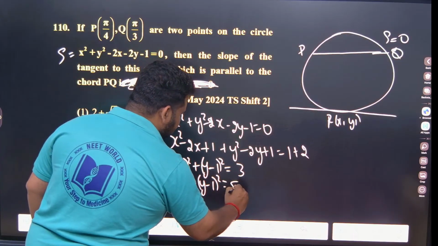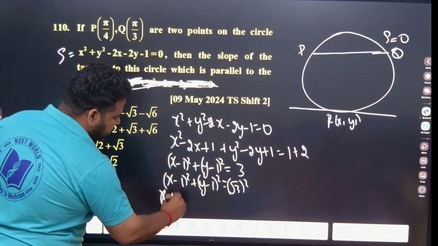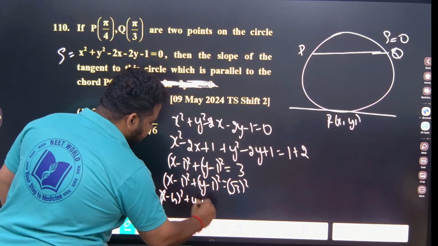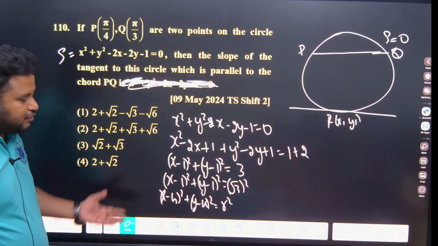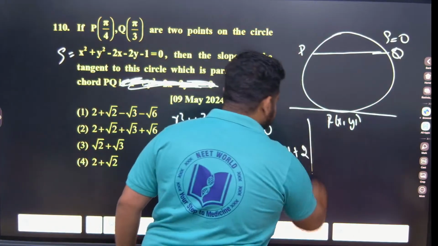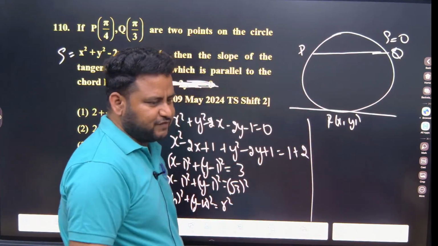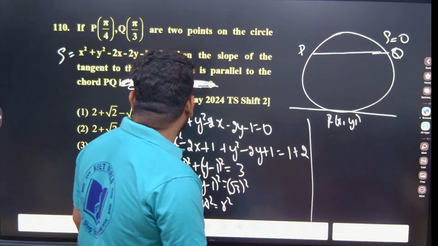I can write it as root 3 whole square. Now see here, this is of the form x minus h whole square plus y minus k whole square is equal to r square. Correct? Now I can write the parametric form very easily. So see here, parametric form if I want. P is given as pi by 4. But before that, what can I write here?